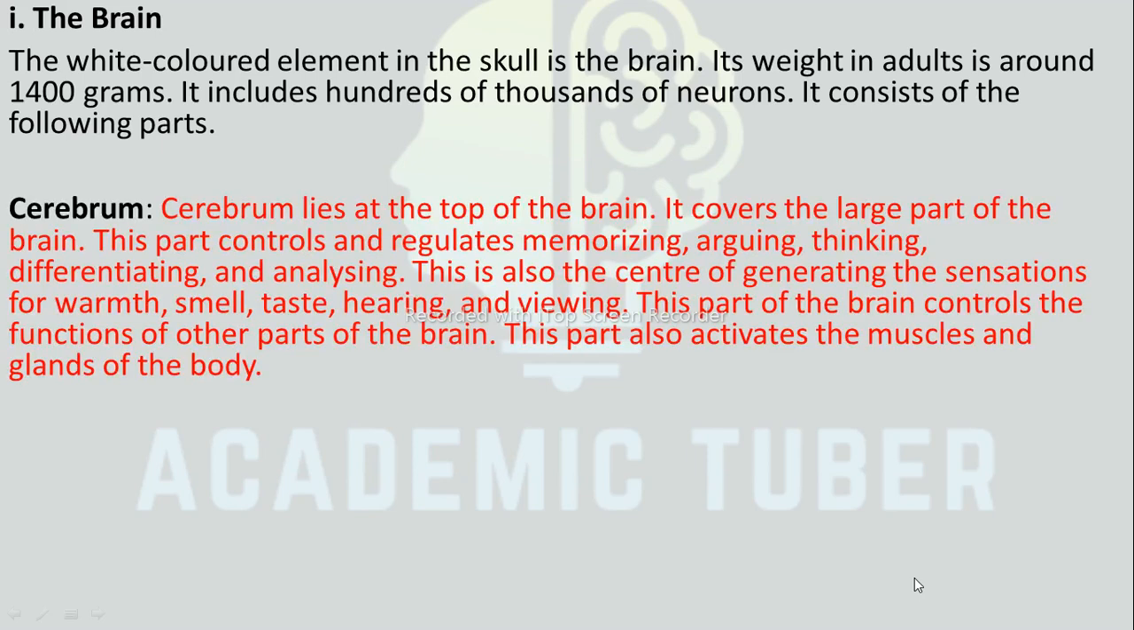Cerebrum. Cerebrum lies at the top of the brain. It covers the large part of the brain, about 80%. This part controls and regulates memorizing, arguing, thinking, differentiating, and analyzing. This is also the center of generating the sensation of warmth, smell, taste, hearing, and behaving. This part of brain controls the function of other parts of the brain. This part also activates the muscles and glands of the body.